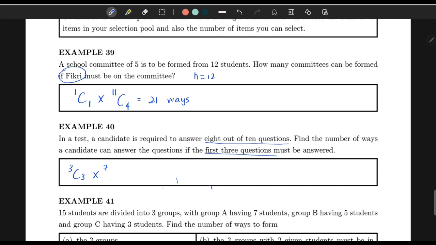And the candidate must answer 8 from the 10 questions. Okay, the student already answered 3 questions. Therefore, the candidate must answer the 5 questions from 7 questions. Okay, so the answer will be 20.